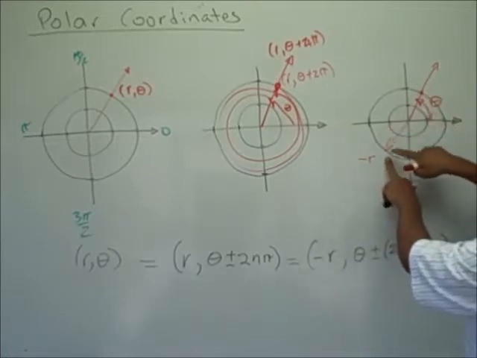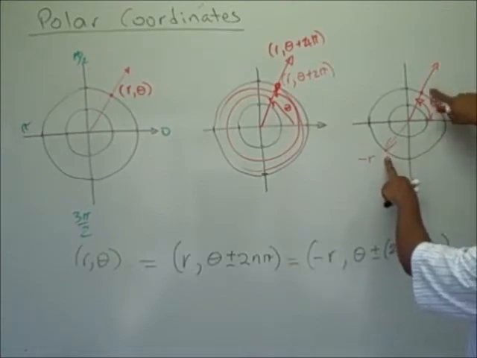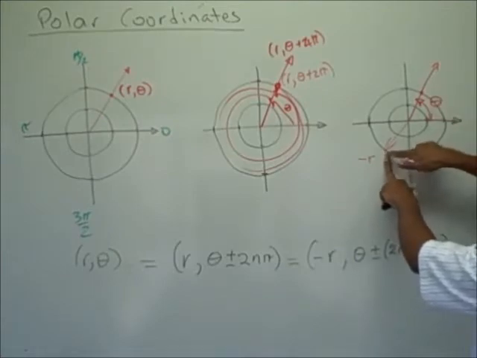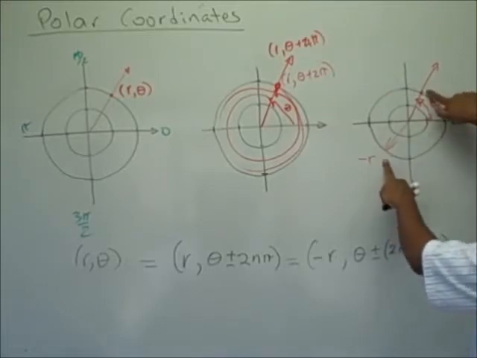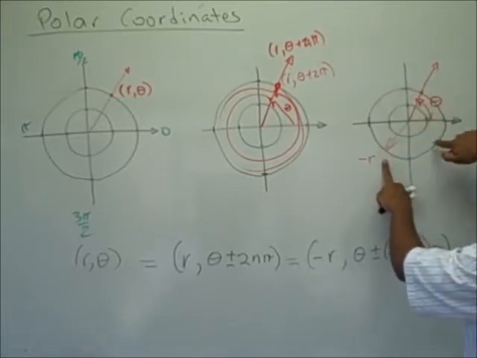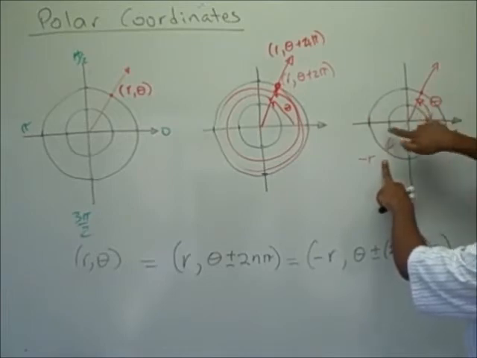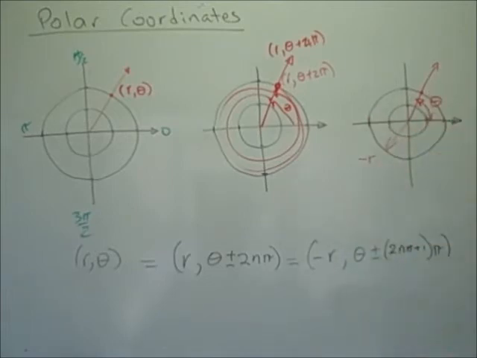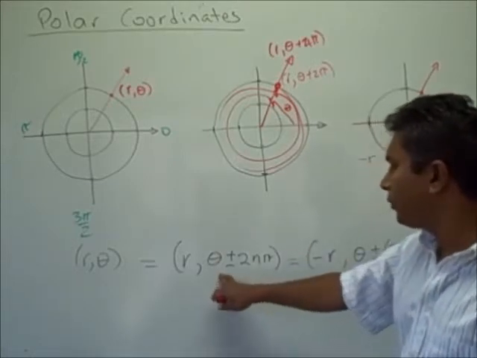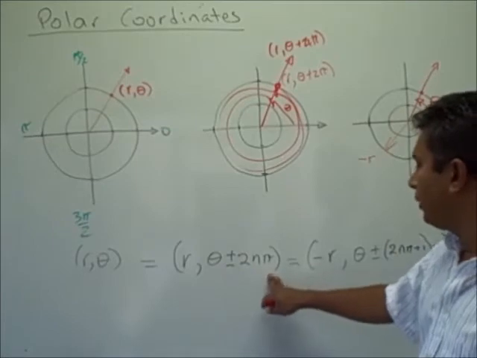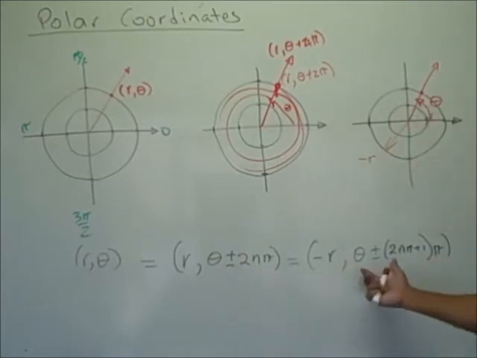So if we have negative r and we had 1 pi, we go back to here. If we have negative r and we have 3 pi, it's going to be 1 pi, 2 pi, 3 pi, back to here. If we had 5 pi, 2 pi, 4 pi, and finally 5 pi back to that point. So if we change only theta, we're going by 2n pi, and if we change r, then our angle is going to change by (2n + 1) times pi.